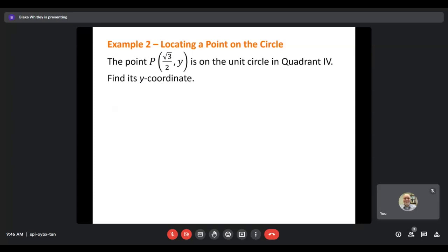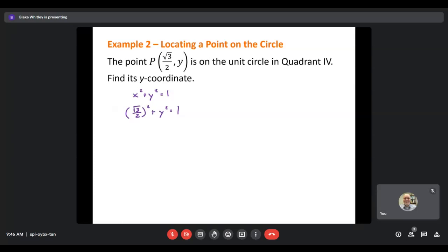Now this next one, they're giving us part of a point. We've got square root of 3 over 2 as our x value. We're asked to find the y coordinate as long as this point is on the unit circle in quadrant 4. Again, we're going to use our equation, x squared plus y squared equals 1, and substitute what we know, which is the x value this time. We have square root of 3 over 2 squared plus y squared equals 1. At this point, we can solve this equation for y.